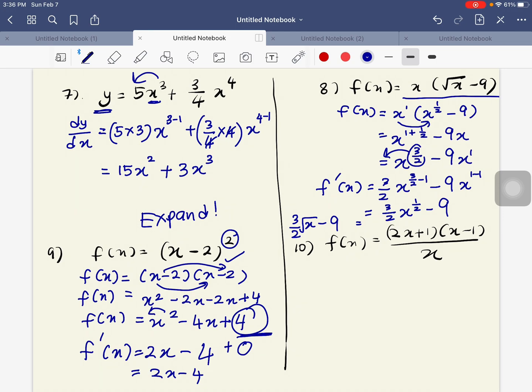Okay, boleh. Right. So, for question number 10, so this is fx equals to, how do we solve this? Miss, I got denominator, I got numerator. So, what to do is solve this first.